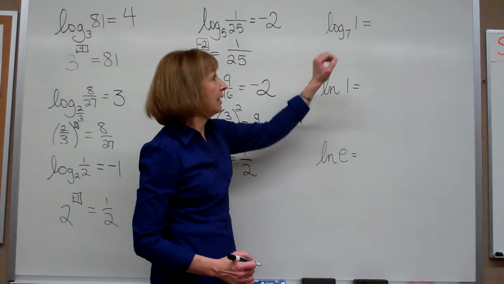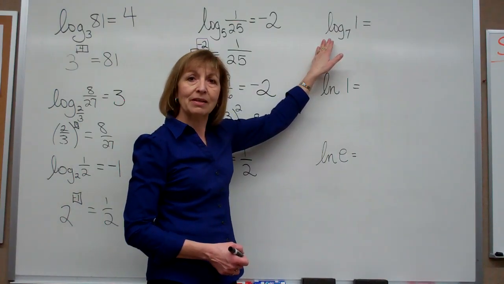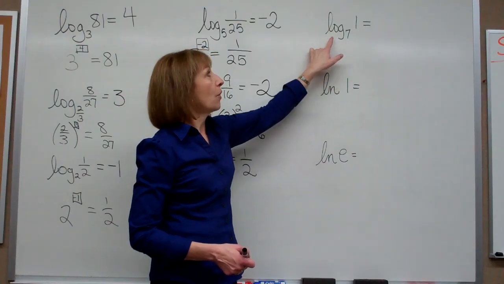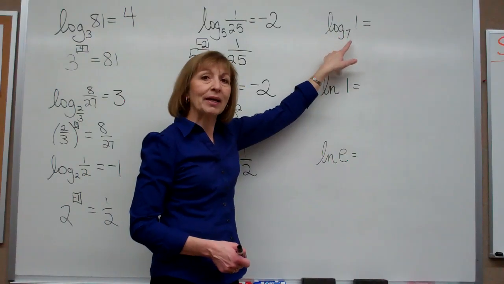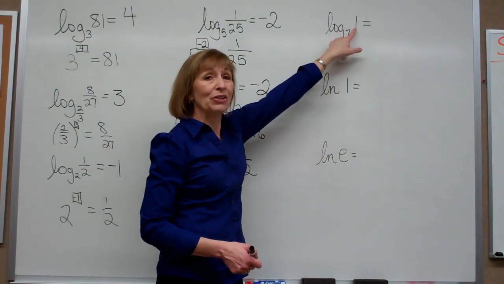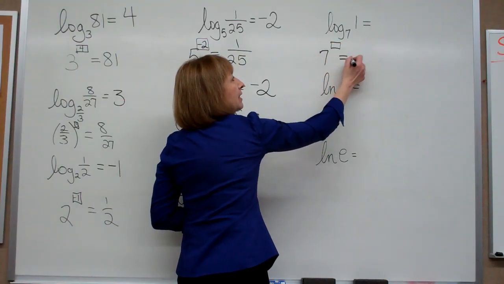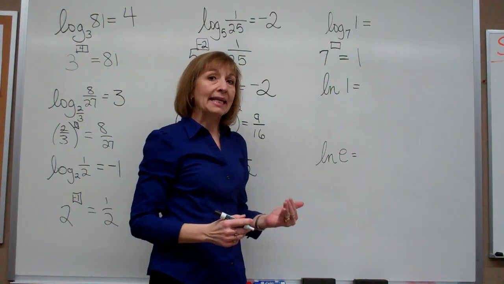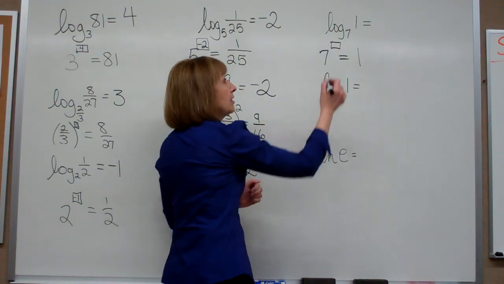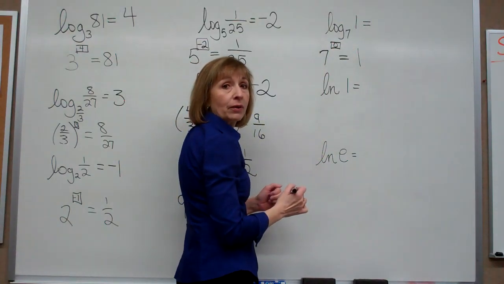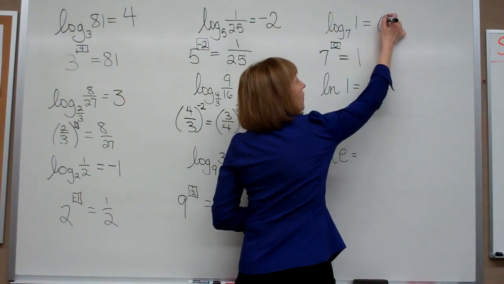Okay, now the last three, we're looking at some of the different properties and also introducing some unwritten bases. So here we have log base 7 of 1. What exponent do I need to put on 7 to get the value 1? Well, I know any non-zero number to the 0 power is the value 1. So I need to take 7 to the 0 power to get the value 1. So the exponent I put on 7 to get 1 is 0.